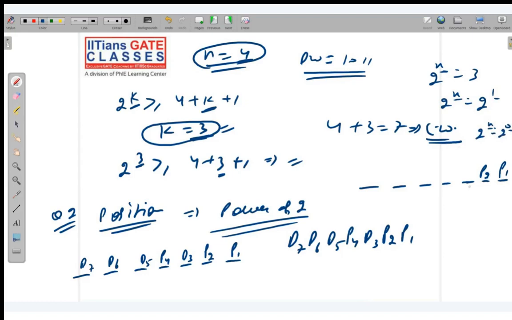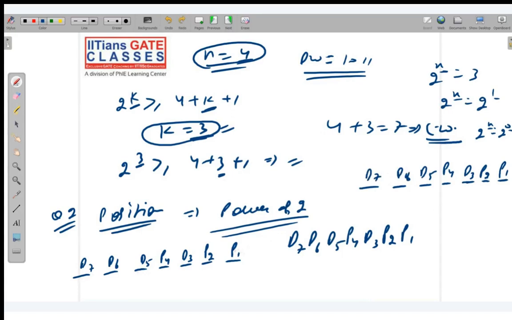So 3 is not a power of 2, so we will add D3. 4 is a power of 2, 2 power 2 is 4, so we will say P4. Then D5, 5 is not a power of 2. 6 is not a power of 2. 7 is not a power of 2. 8 is a power of 2, but 8 is not needed here because there are 7 bits total. So finally we have got the positions.